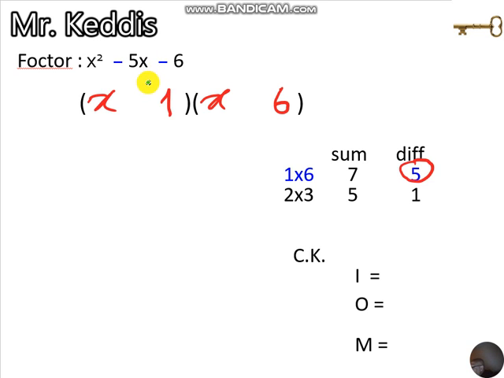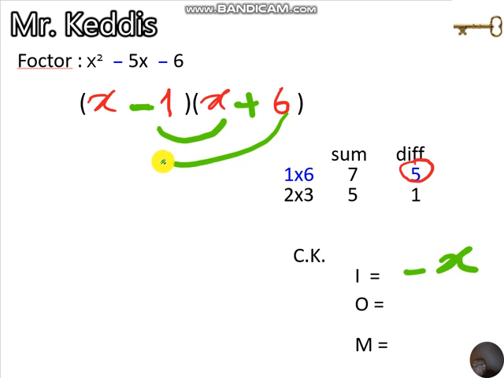The sign here is negative, which means the signs are different, one negative and one positive. If I write here negative, here positive. To check, x times x, I get x squared. Negative 1 times positive 6, I get negative 6. I need to check the middle term. Can I get negative 5x? The inner product is negative 1x. The outer product is positive 6x. This is addition with different signs. I take the sign of the higher number, which is positive, and with different signs, I subtract. 6 minus 1, I get 5.